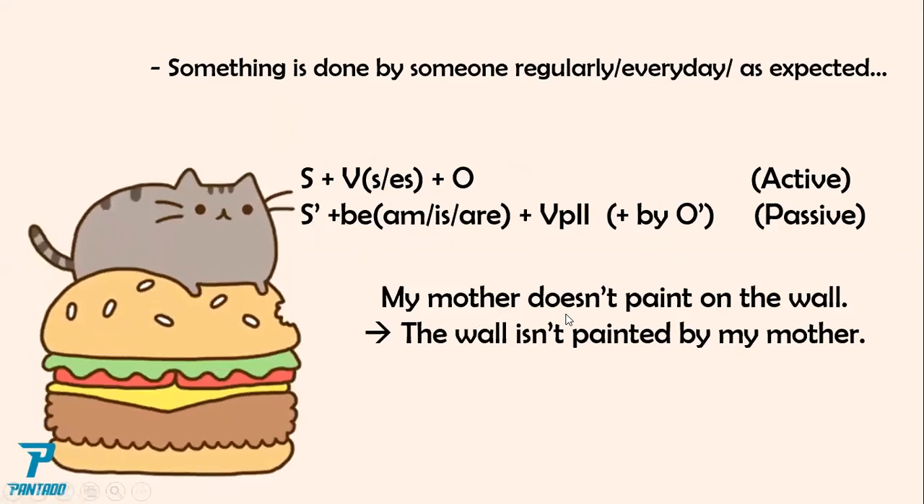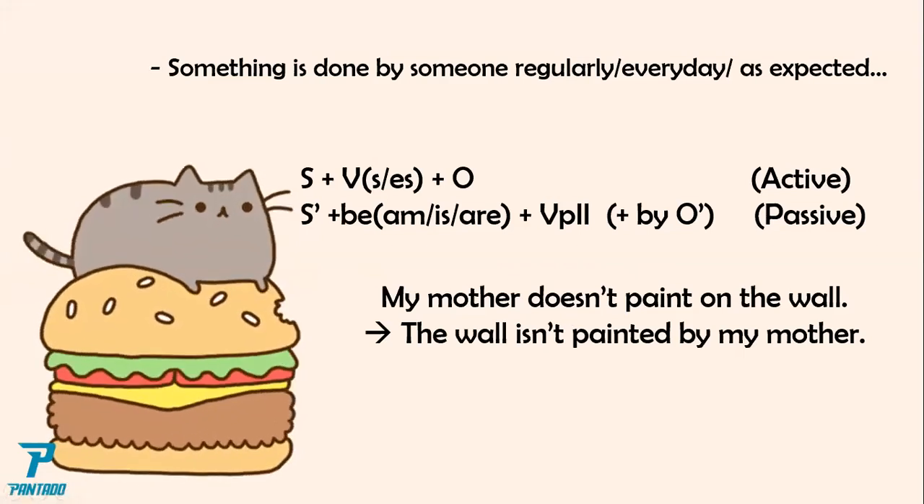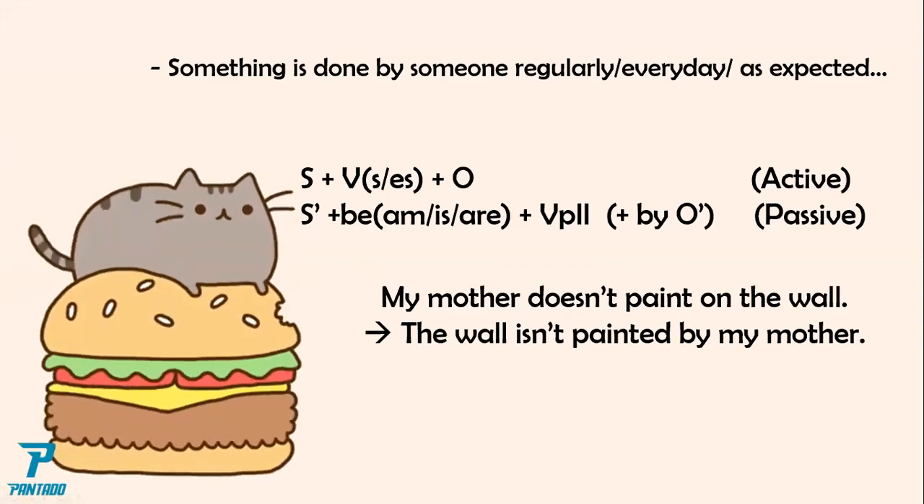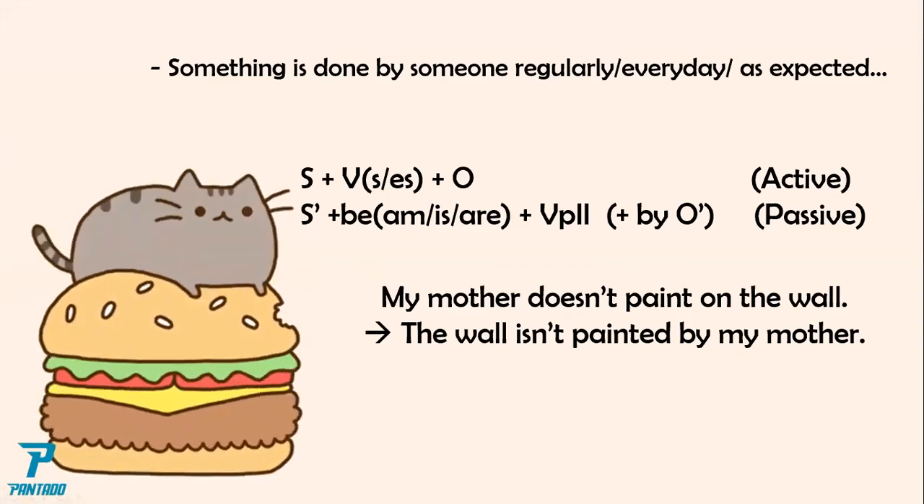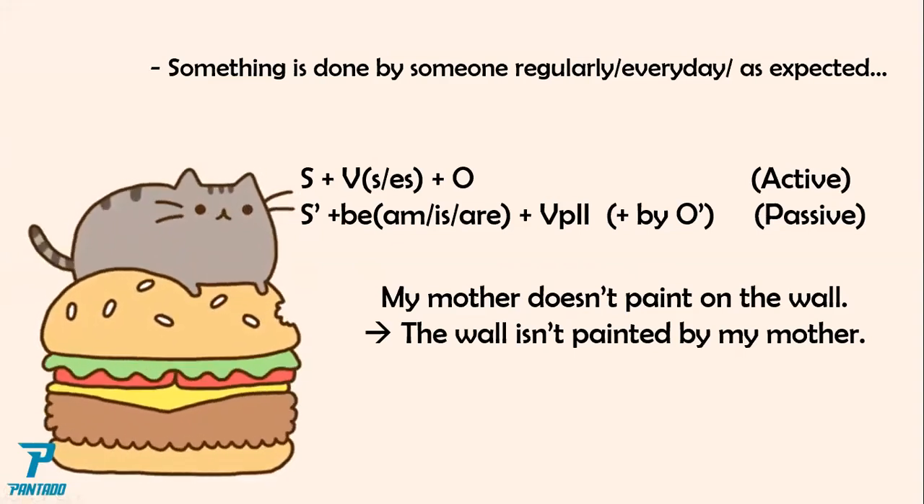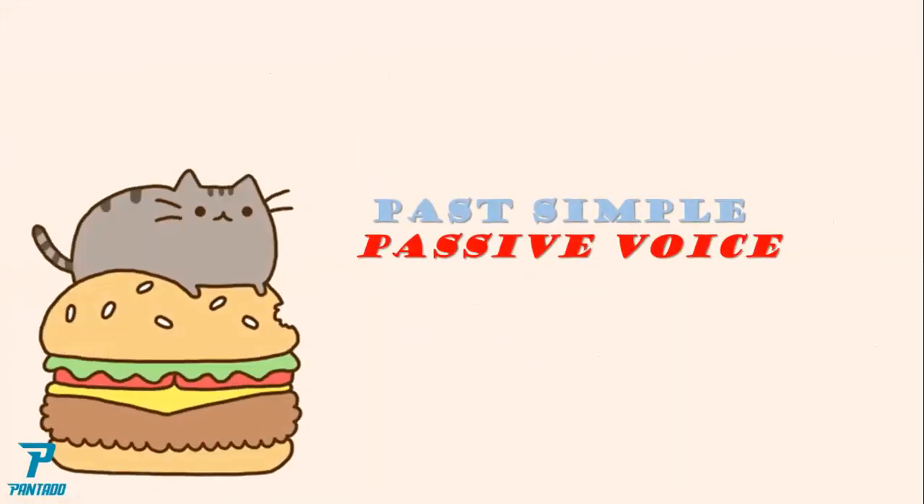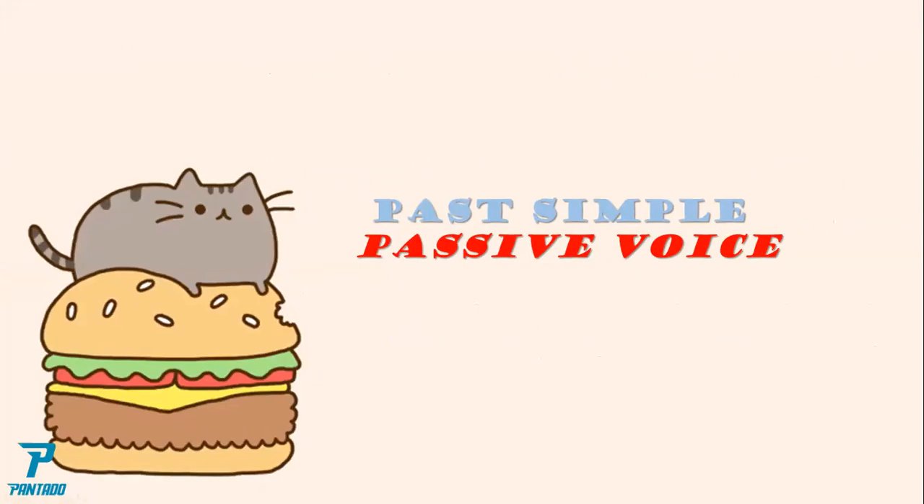Here is the example. My mother doesn't paint the wall. So we can say the wall isn't painted by my mom. So that is the present simple tense and how we change from the active sentence to the passive sentence. Do you understand it? Good.